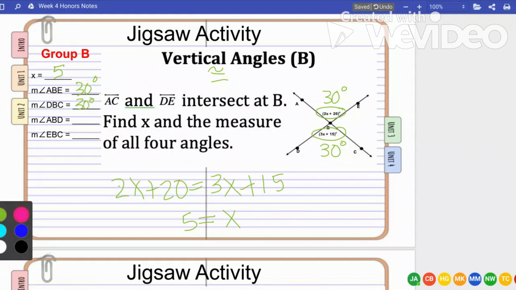But it also wants to know the measure of these two angles. Well, right here we have 180 degrees. So that's going to make both of those angles 150 degrees.